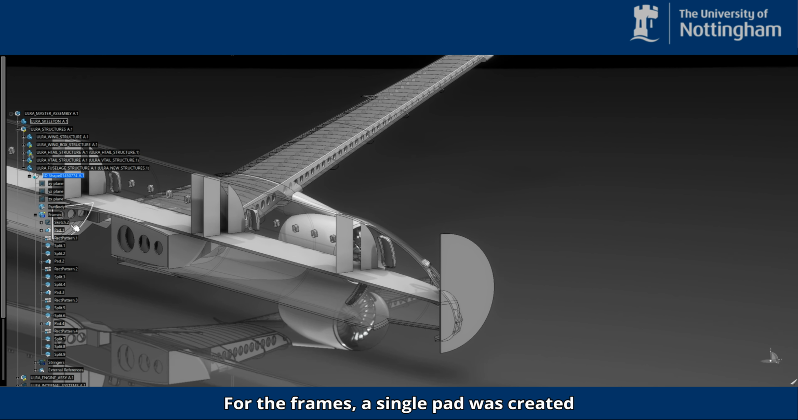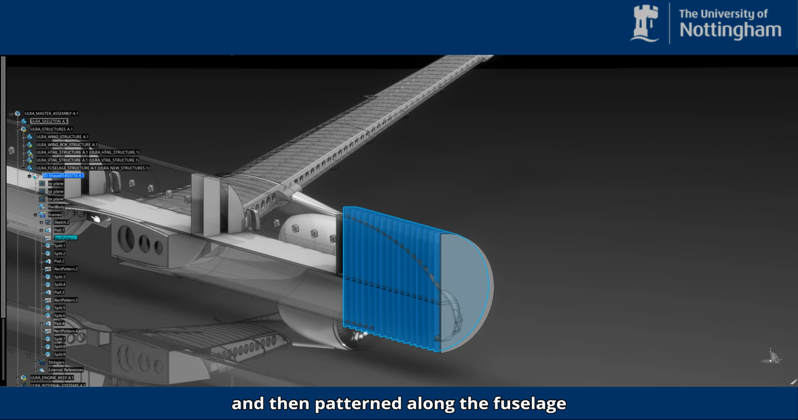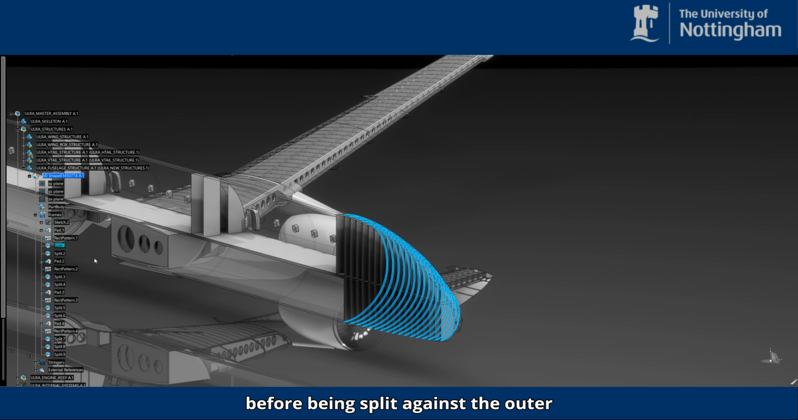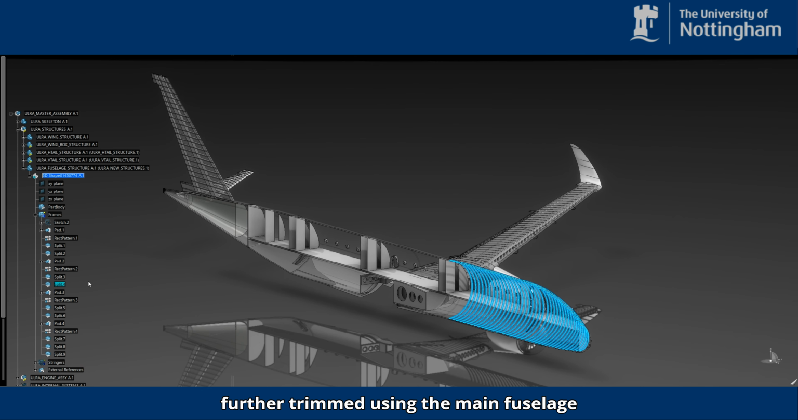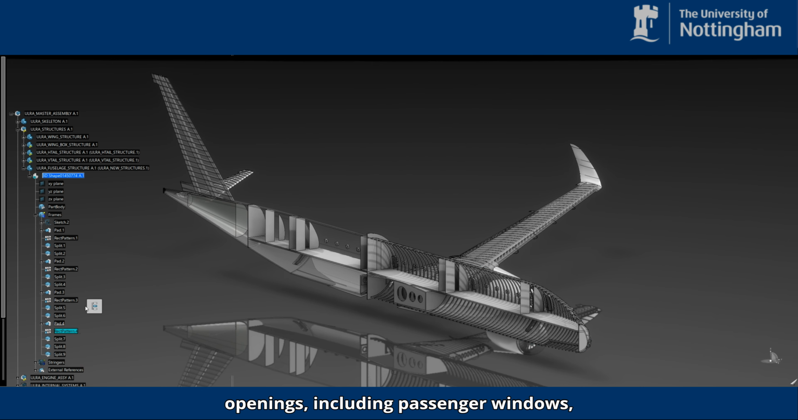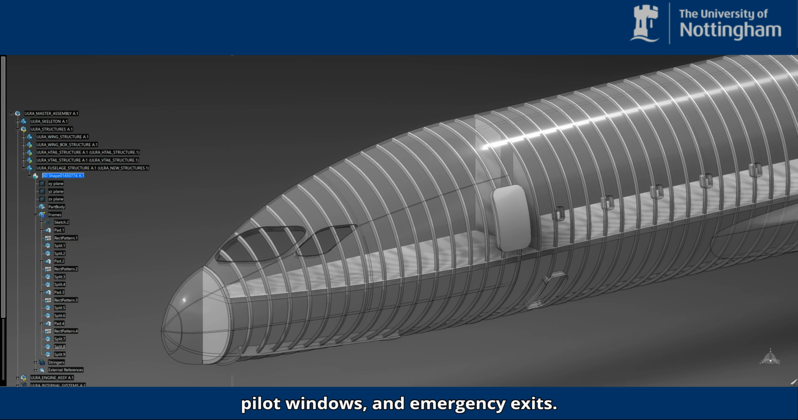For the frames, a single pad was created and then patterned along the fuselage before being split against the outer fuselage surface and the inner offset surface, leaving only the structure between the two skins. These were then further trimmed using the main fuselage openings, including passenger windows, pilot windows, and emergency exits.